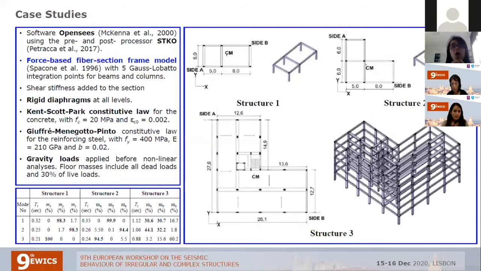In order to evaluate the application of the combination rules in the pushover analysis, the pushover analyses of three irregular reinforced concrete structures are performed, more specifically two one-floor test-bed structures, both irregular, and one more complex and real structure having five floors. The selected structures have an increasing in-plane irregularity and complexity. The nonlinear analyses are carried out with the computer software OpenSees with a force-based fiber section frame model, using it for both beams and columns.